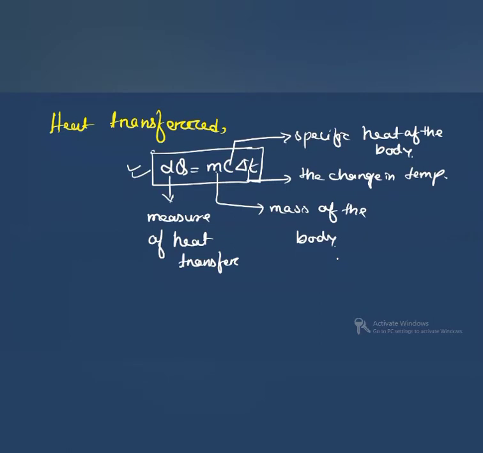Now the heat transferred can be written as dq = mc ΔT. Here dq is the transfer of heat, m is the mass of the body, c is the specific heat of the body, and ΔT is the change in temperature. When heat is lost and gained, there will be a final temperature, that means they will come in thermal equilibrium. So you have to see the temperature difference from the initial one.